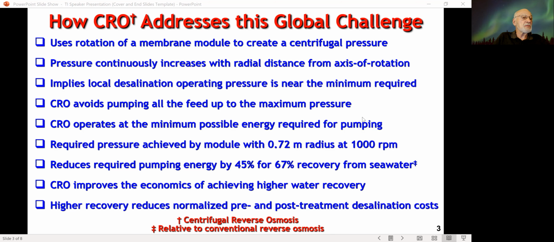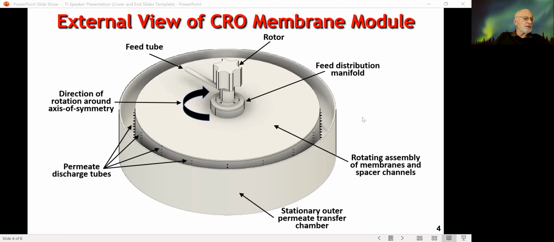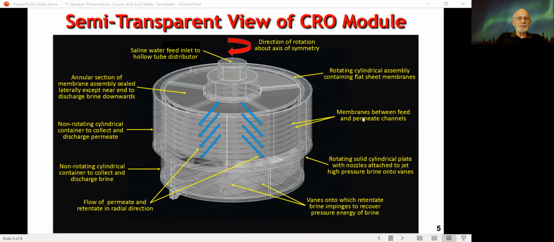The feed enters through a centrally located hollow tube and flows radially outward. Water permeation occurs through the membranes owing to the progressive increase in the feed side pressure owing to the rotation. For example, the pressure required for a 50% water recovery from a typical seawater feed can be achieved with a module having a radius of only 0.72 meters, rotating at 1,000 RPM.